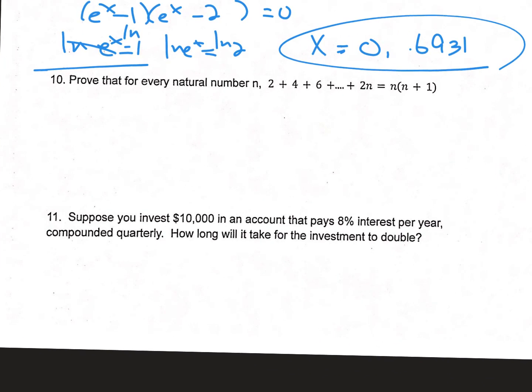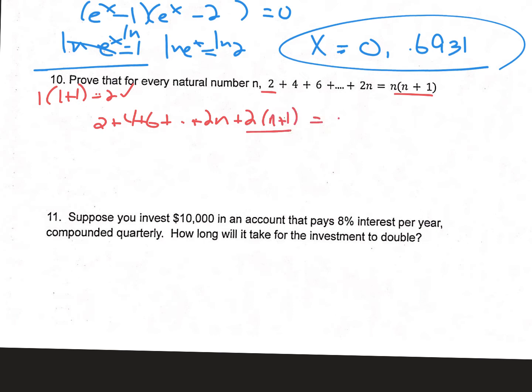Number 10, if you're going to prove that, remember this is called math induction. First thing you do is you got to prove it works for 1. So I'm going to plug a 1 into that right-hand side. I get 1 times 1 plus 1, which is 2. And because that's the first term, it does work for 1. The next thing you have to do is prove that it works for the next term. And the next term is the term after 2n, which, by the way, is 2 times n plus 1.